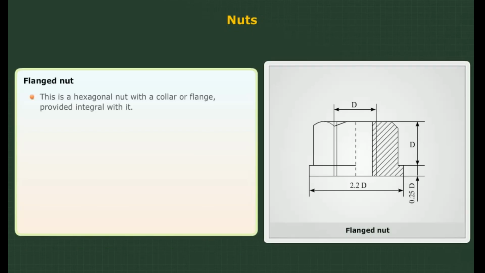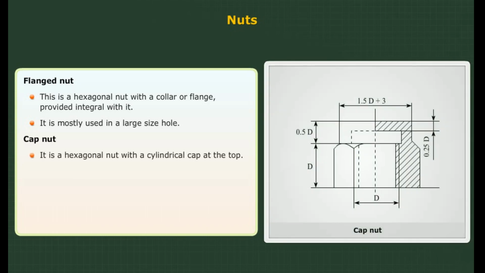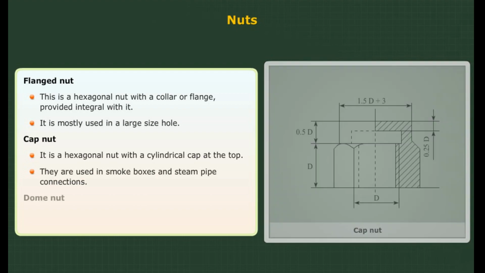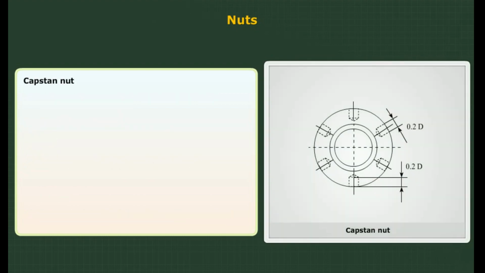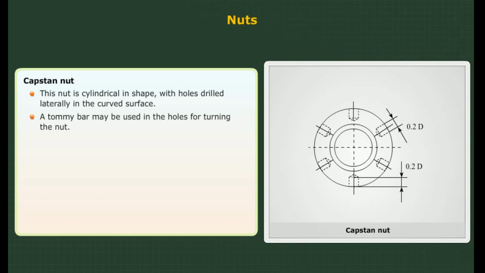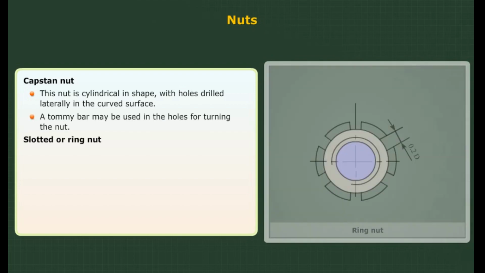Nuts. Flanged nut. This is a hexagonal nut with a collar or flange provided integral with it. It is mostly used in a large size hole. Cap nut. It is a hexagonal nut with a cylindrical cap at the top. They are used in smoke boxes and steam pipe connections. Dome nut. It is a form of a cap nut having a spherical dome at the top. Capstan nut. This nut is cylindrical in shape, with holes drilled laterally in the curved surface. A Tommy bar may be used in the holes for turning the nut.